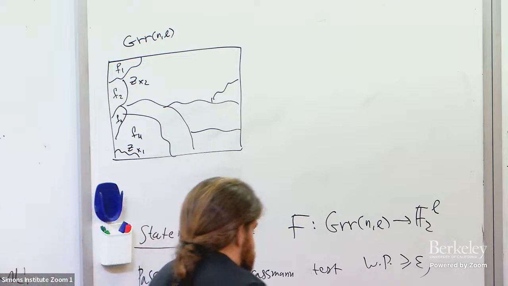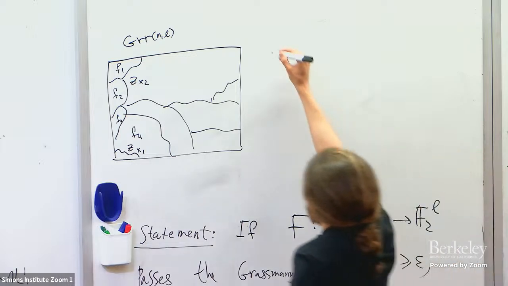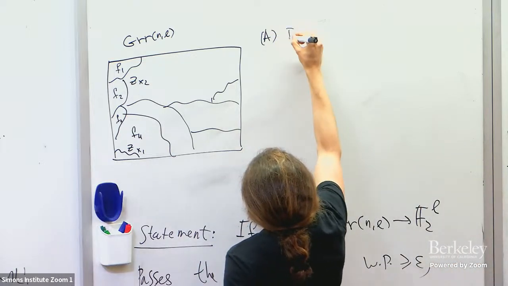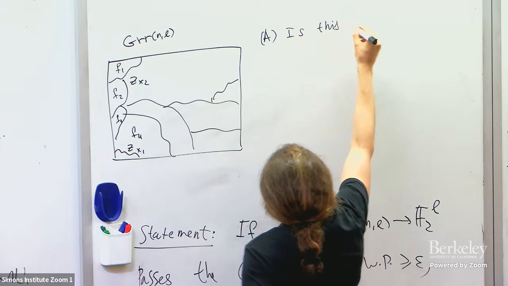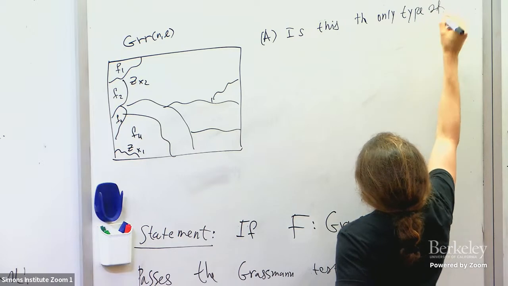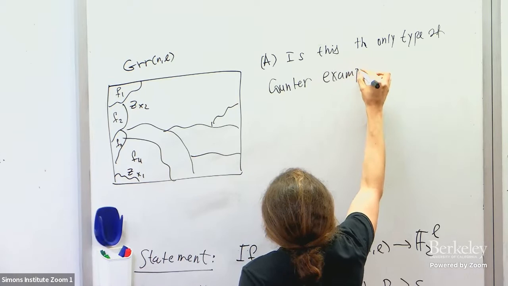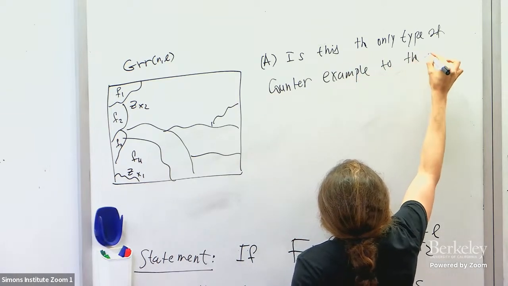And at this point, you say, okay, the test that we have is not sound. It's not ever going to be sound. But maybe we can relax the notion of soundness to be this. Maybe this is the best that we can expect. So there are two questions. Is this the only type of counterexample to the statement?